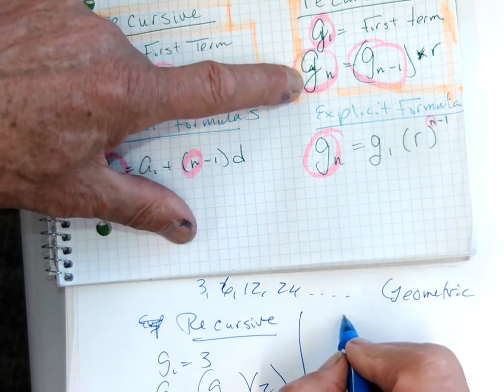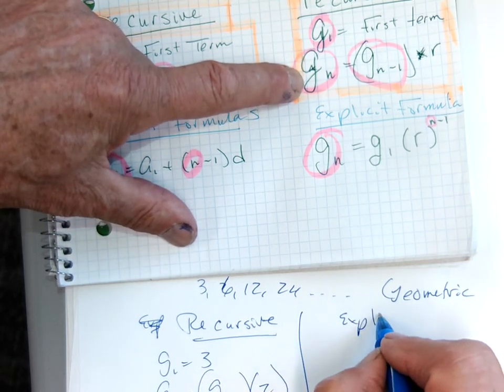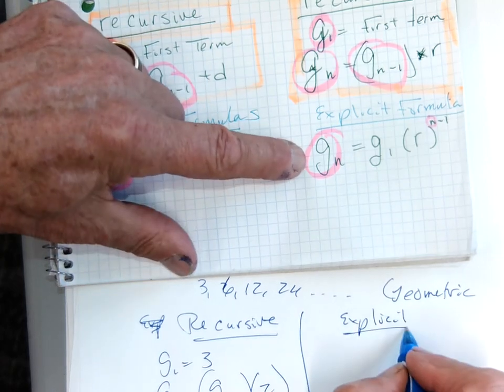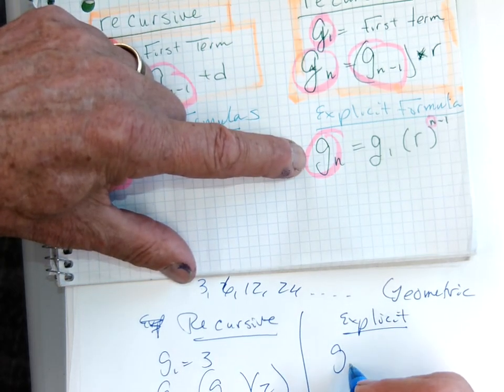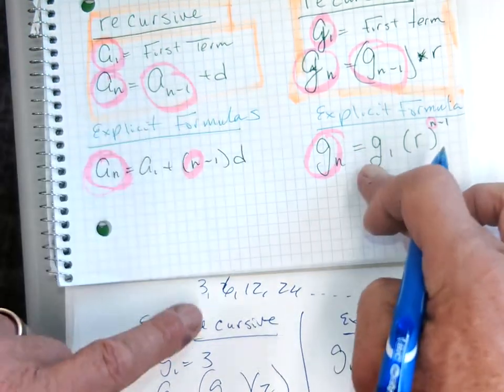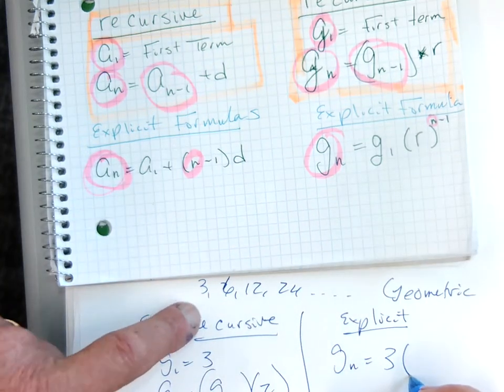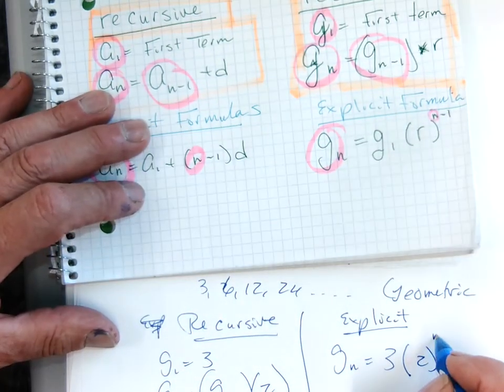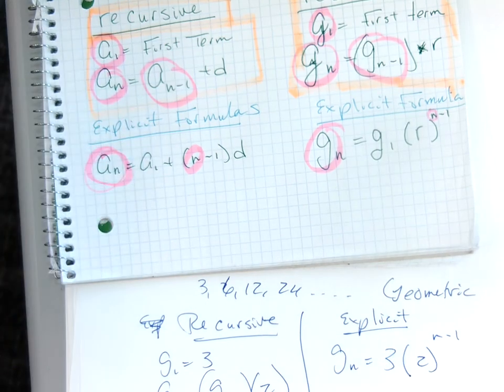If I want my explicit formula, here it is. I start with g of n equals g1, which I know is 3, times r, my multiplier, which is 2, to the n minus 1 power. That's my formula. That's all I need.